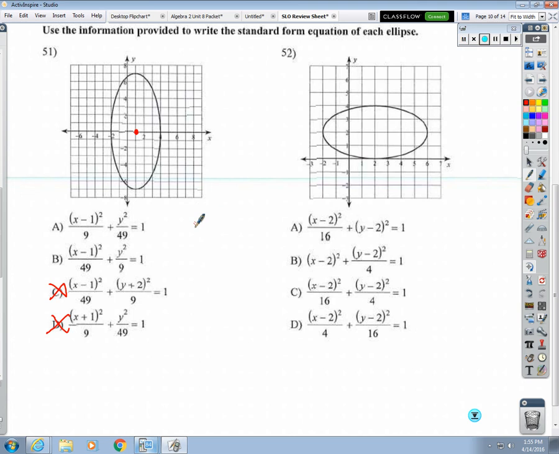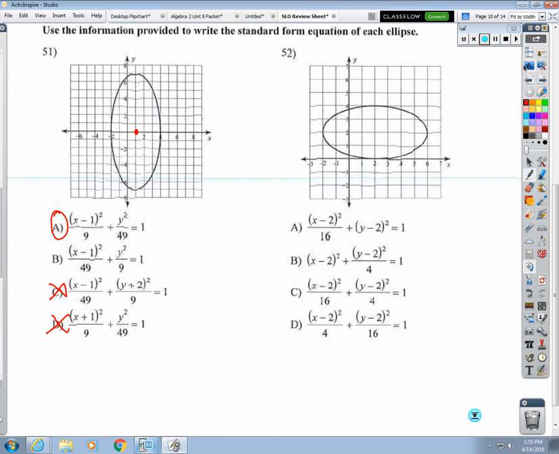Okay, now you have to decide, should there be a 9 under the x or a 49 under the x? Okay, well look, from the center, which side is the shorter one, the x or the y? So shouldn't the 9, the smaller of the two numbers, be under the x? And the reason it's 9 is because look, 1, 2, 3 squared is 9. On the y-axis, 1, 2, 3, 4, 5, 6, 7 squared is 49.